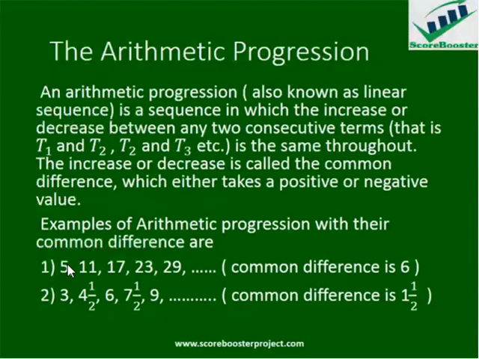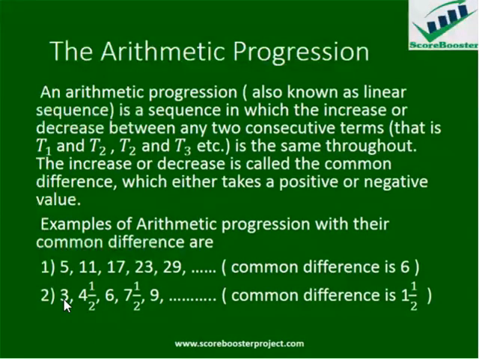So here, if you subtract 5 from 11, that is 11 minus 5, we get 6, which is the same thing as subtracting 17 minus 11, which will also give 6, which is the same thing as subtracting 17 from 23, which is 6, and so on. So since it has a unique difference, which is 6, therefore it is an arithmetic progression with its common difference as 6. So the second example: 3, 4 and a half, 6, 7 and a half, 9, and so on.